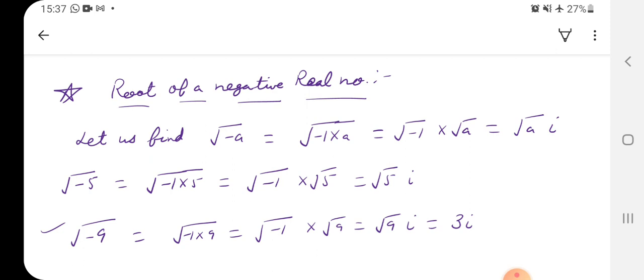Next, suppose we have to find root of minus 9. We just take the minus outside, remove the minus, and put the iota outside. So you will get root 9 iota directly, a shortcut method. If you have to remove the negative sign from the root, then you put iota beside it. So you will get root 9 iota. Root 9 means 3, so you will get at last 3 iota.